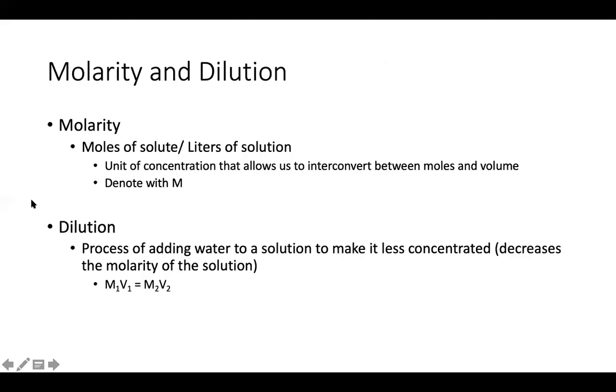So what is molarity and dilution? A lot of this, most of it I didn't write in a new way, so I'm sure you've seen it presented before. Molarity is moles of solute, which is typically the solid that you add, divided by liters of solution. And we often use this to interconvert between volume and moles.